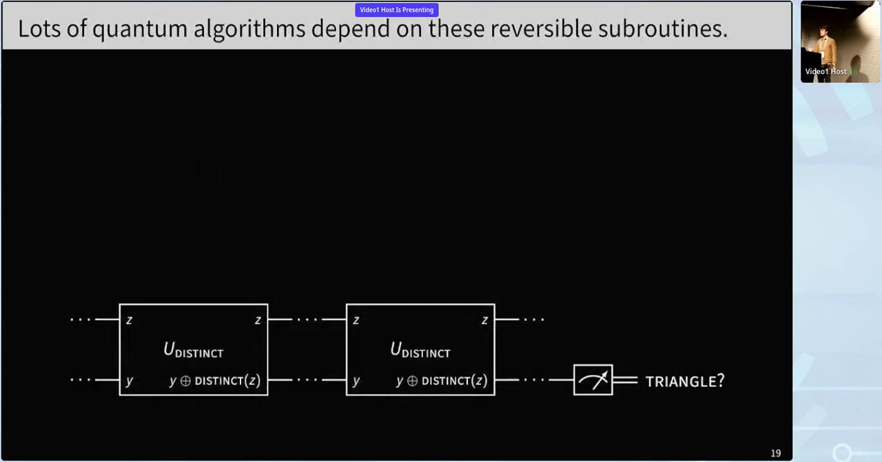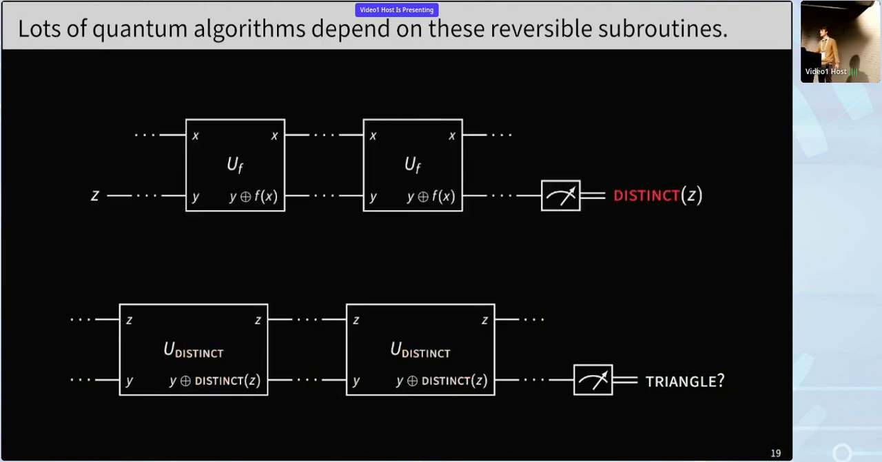This is, I guess, a more concrete example of where this is used. The triangle finding algorithm is one example where this is kind of critical. This is an algorithm that finds whether there is a triangle in an arbitrary graph. And it depends on this reversible oracle for a separate problem, the element distinctness problem. Now, quantum computers also give an advantage for this element distinctness problem. And so if you look at how this element distinctness problem is implemented, it'll look something like this.